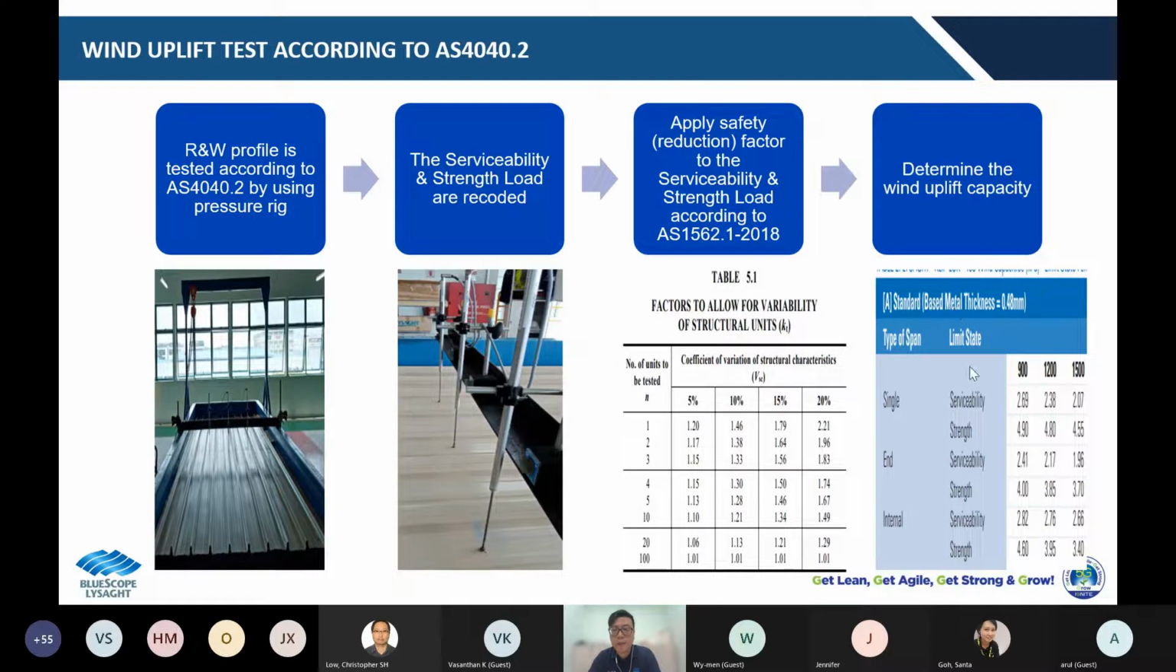Upon the serviceability test being completed, we will move on to the strength test. We apply the strength load onto the cladding by increasing the air pressure until the cladding fails. After that, we record the strength load. So once we have completed the test, we harvest all the data, we apply the reduction factor according to AS 1562, then we publish the wind uplift capacity into our brochure.